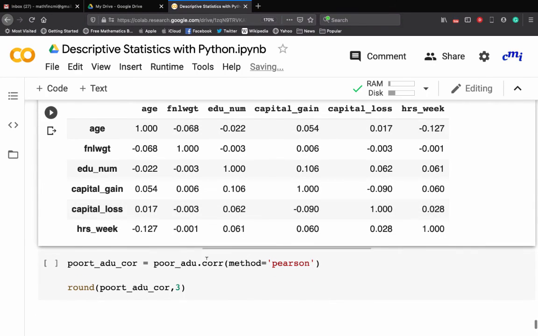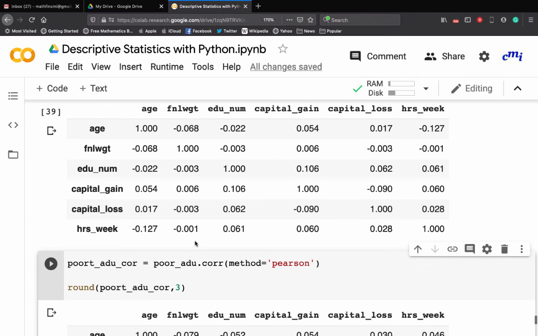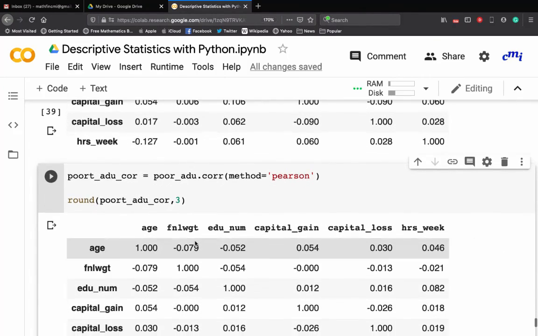Now let's run and see how it does in the poor category. Here the relationship is near zero but positive. That means as age increases, a person may have to work a little more, but the correlation is near 0.04, so I would not make much sense out of it.